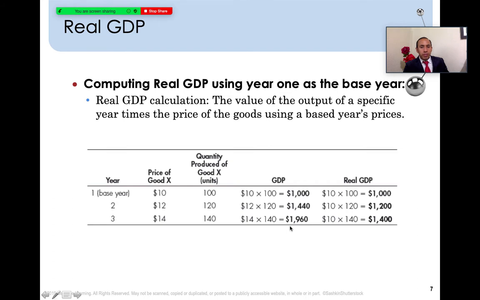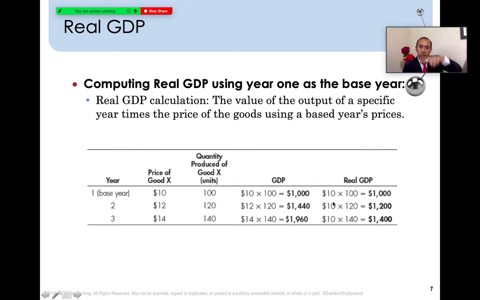For real GDP, we look at the base year prices. The base year, which is year number 1, the price was $10, and we have $10 times output of 100. That's 1,000. It's the same. Notice that real GDP of the base year is the same as the nominal GDP of the base year, because the base year here is year number 1. So both of them are the same. But for year number 2, we have 120 units of output, which is an increase in production.